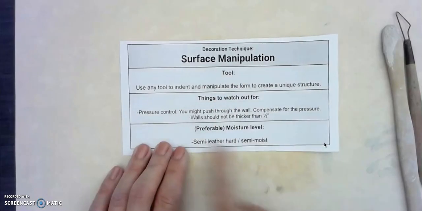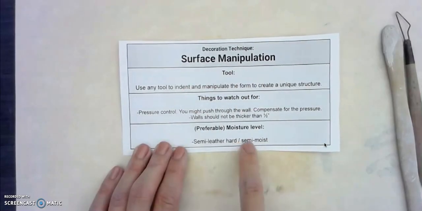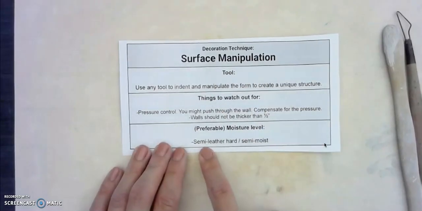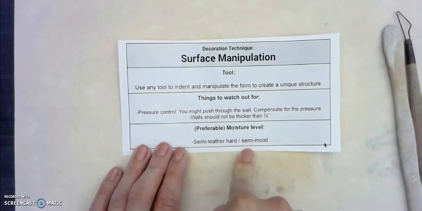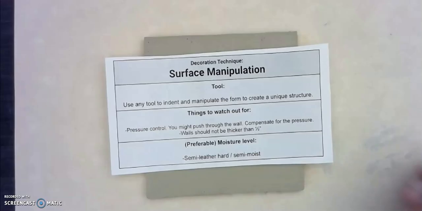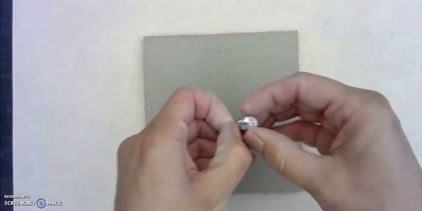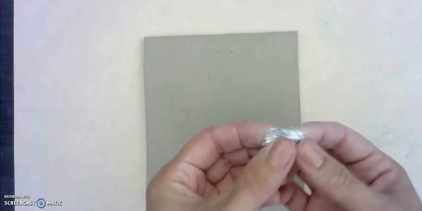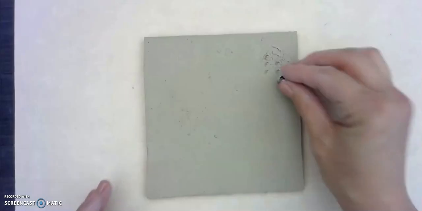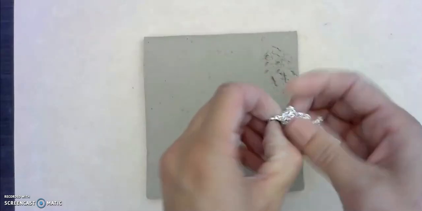And what moisture level should your clay be when you're doing surface manipulation? I really suggest semi-leather hard and semi-moist because the clay can give a little bit, but it's going to maintain that form. In terms of a demo of surface manipulation, I also have bundles of foil in the clay room, so you can actually use this for impressions, and it does create this very irregular surface.